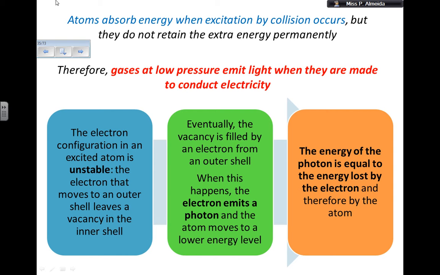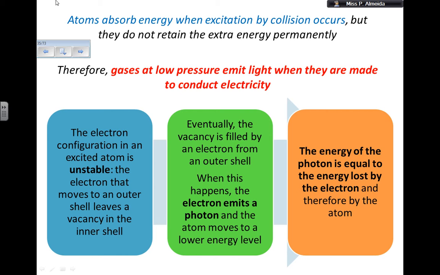Gases at low pressure will emit light when they are made to conduct electricity. This is because the electron configuration of an excited atom is unstable, since I have an electron that is no longer in a lower energy level. Atoms like to be in the lowest energy levels possible. So the electrons fill the ground state first, then the second shell completely, and then the other shell, because that's when they are more stable.